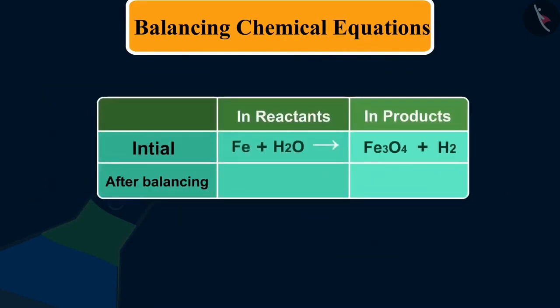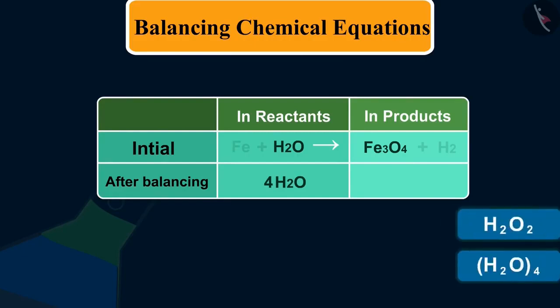First, we try to balance Fe3O4 and the element oxygen in it. To balance the oxygen atoms, we can put coefficient 4 as 4H2O. But remember, we cannot write H2O2 or H2O, the whole 4, like these.